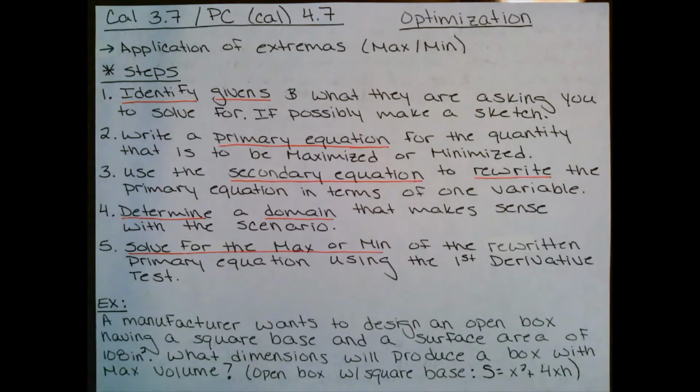All right. So step 4, you're going to determine a domain that makes sense with a scenario. For example, when you're talking about how much fencing you can use, you're most likely never going to use a negative number as your answer. You can't have a negative amount of fencing. Once you've created that single rewritten primary equation with one variable, you're going to use the first derivative test to solve for that max or min. Okay? So we're going to walk through 3 full examples today. Let's check out the first one.